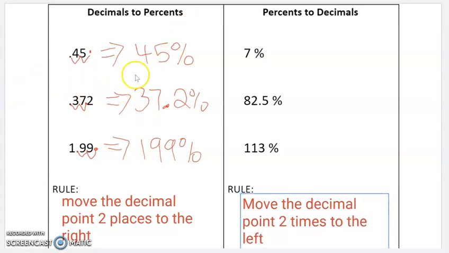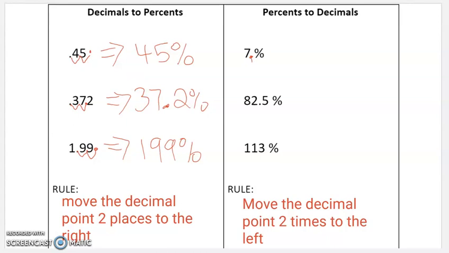2 times to the left. And again, what that looks like is, let's find our decimal point. For the first one, 7%, it doesn't have a decimal point currently. So if we ever get a number that doesn't have a decimal point, you always just go to the end and assume it is right there at the very end of the number. So I'm going to move it twice to the left.